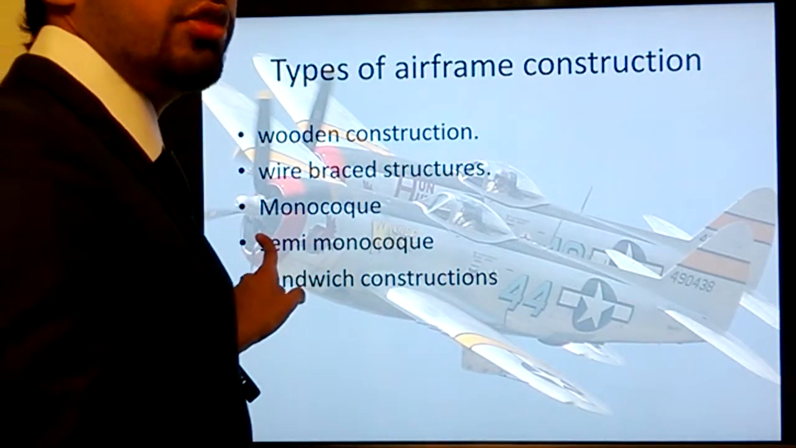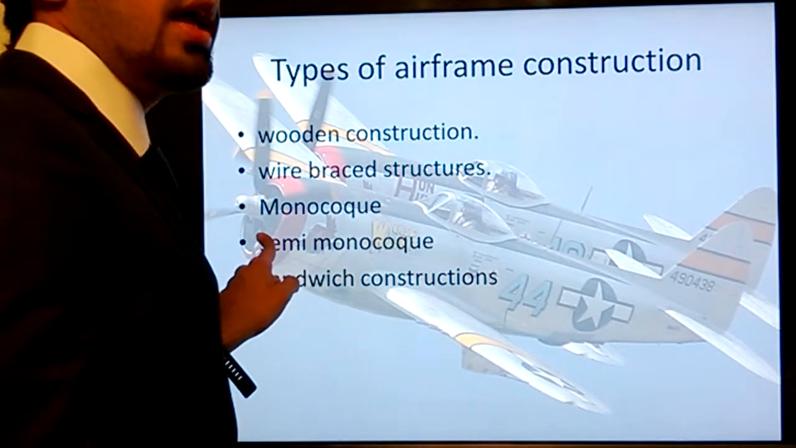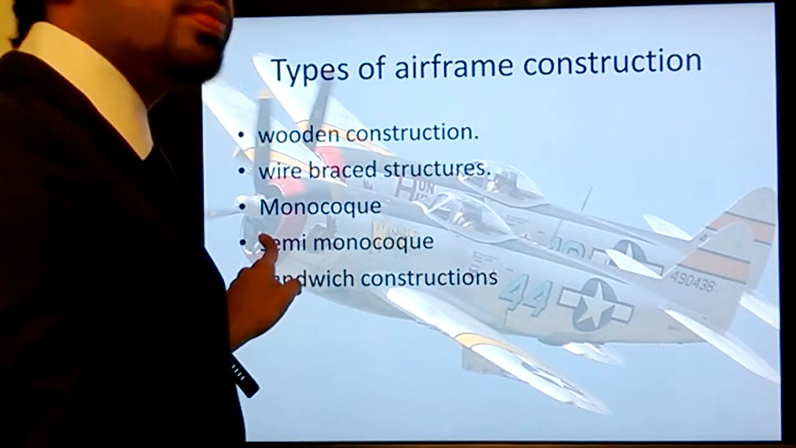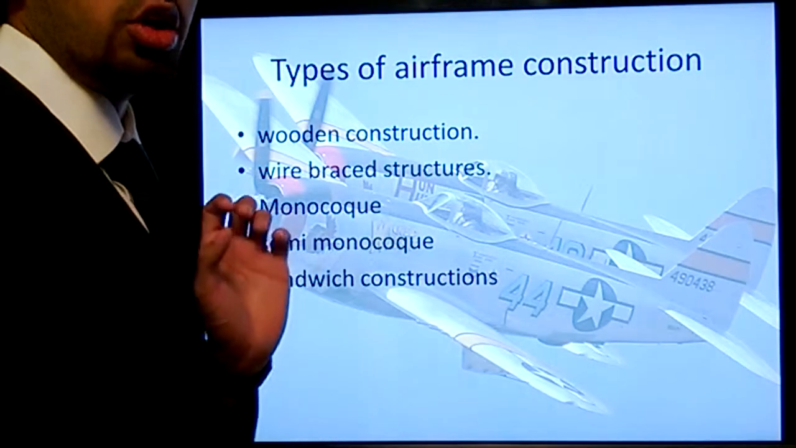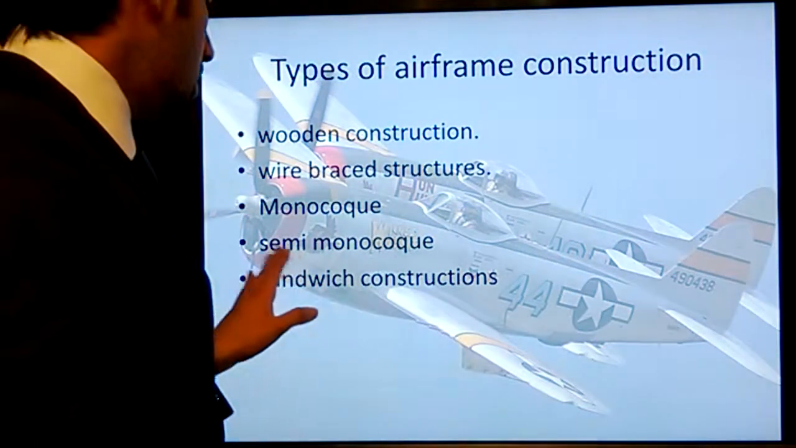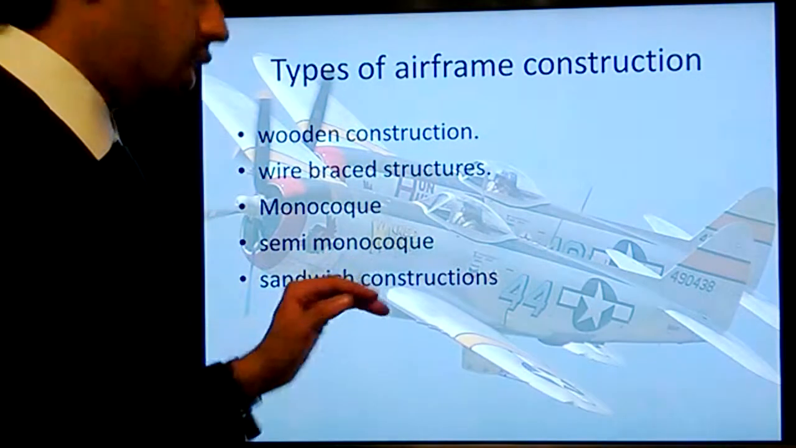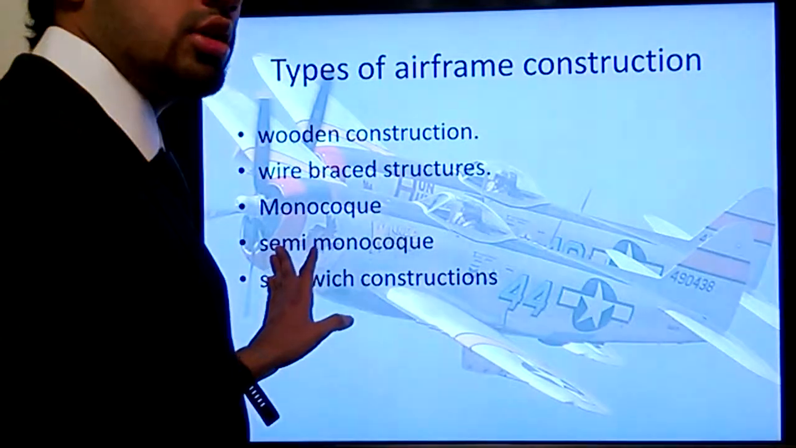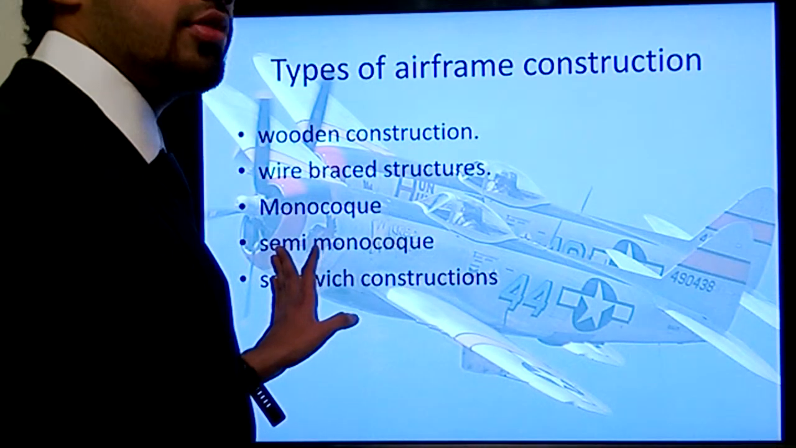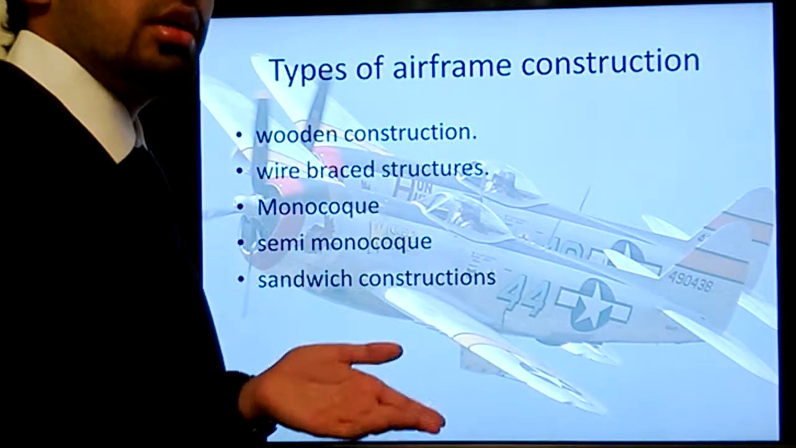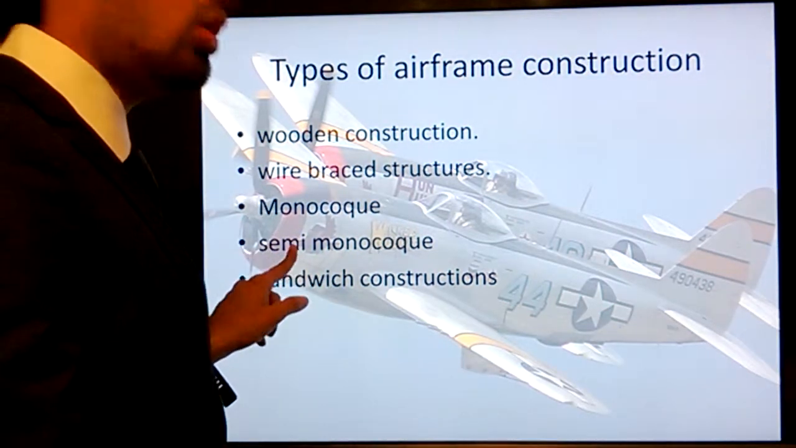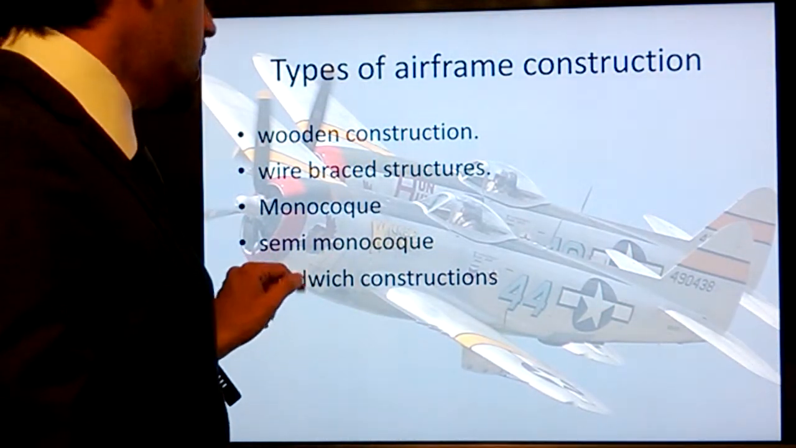Semi-monocoque structures: the airframe, which is made up of hoops, is used with stringers and longerons running across it, with skin on top of it. In this case, semi-monocoque, the load is divided between the stressed skin and the airframe. So a lighter airplane is achieved in the case of semi-monocoque.